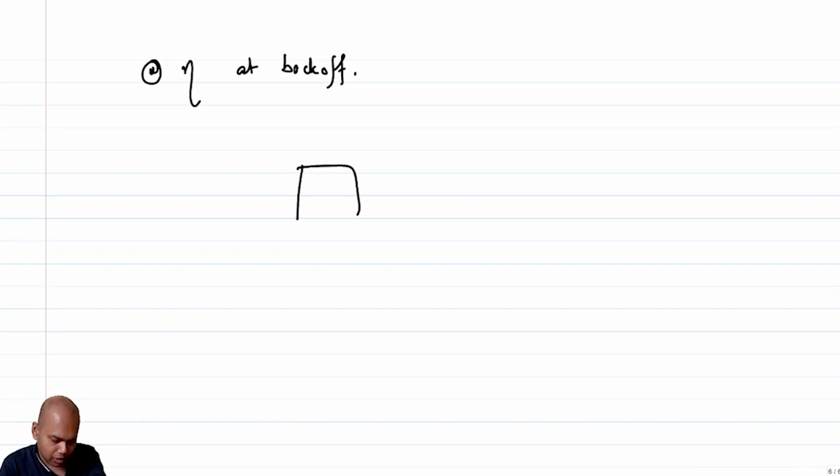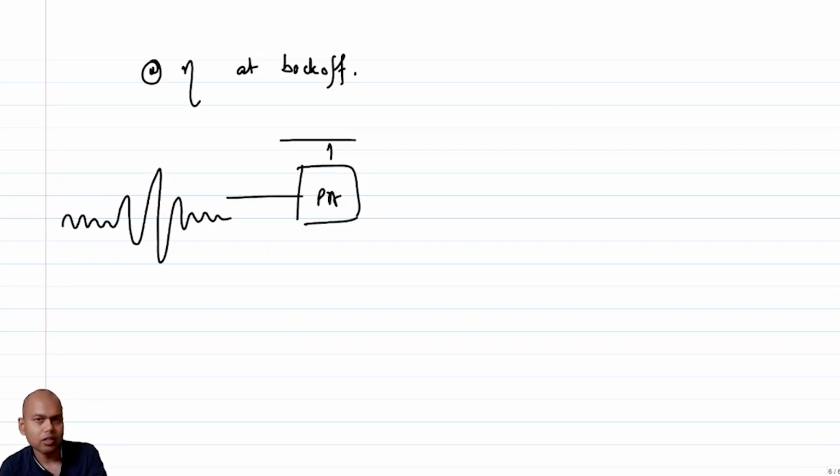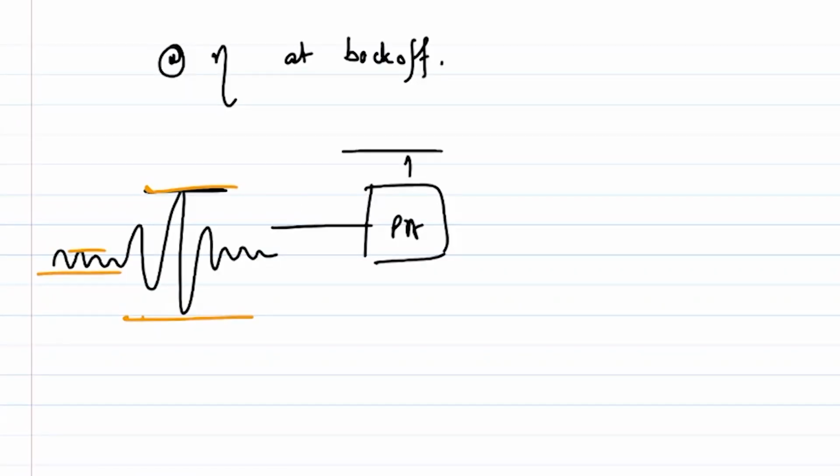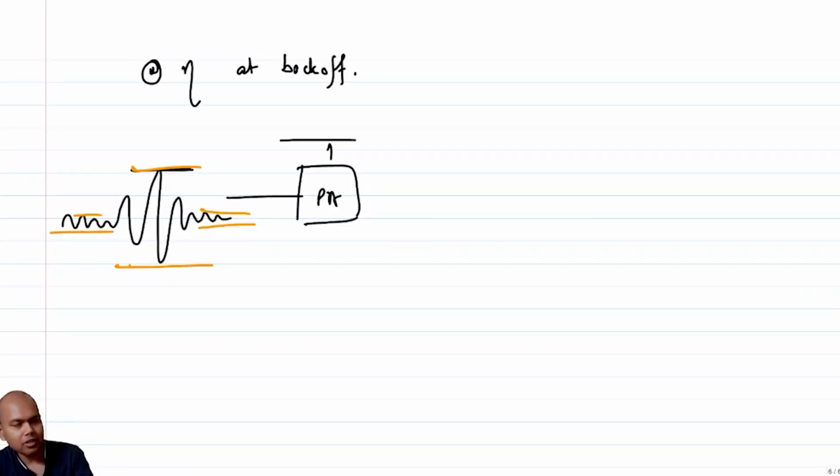So if this is your PA and let's say this is your input, the issue is the input is not of fixed amplitude. The input can be something like this, then suddenly it increases, then it reduces, and so on. So maybe your PA has maximum efficiency around this time, when the input is swinging peak to peak. When the input is within these smaller bands, your efficiency is pretty low.